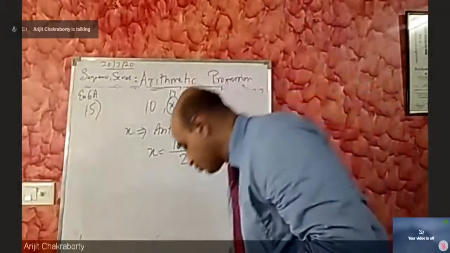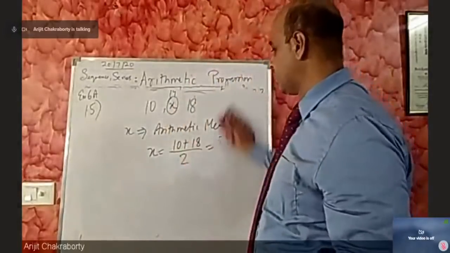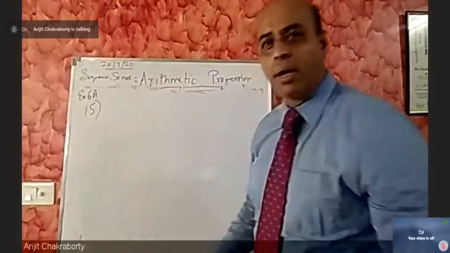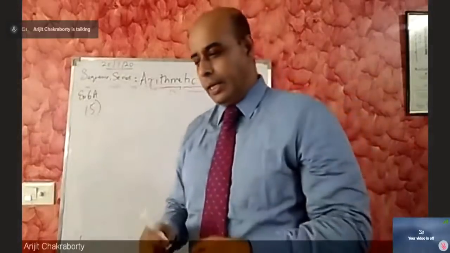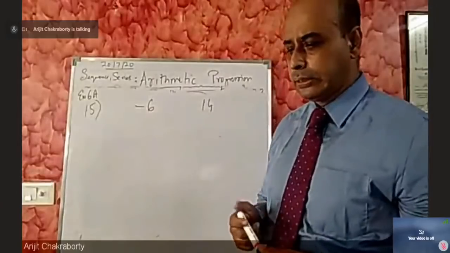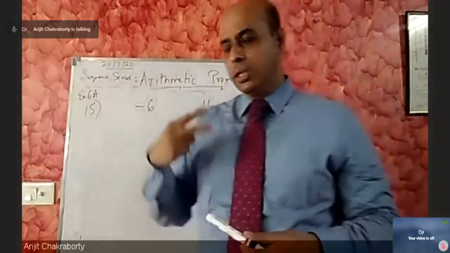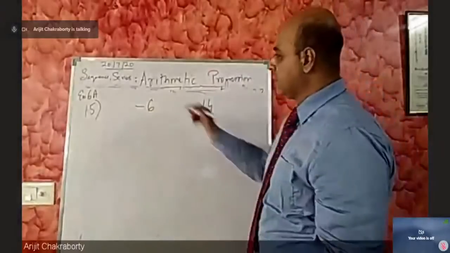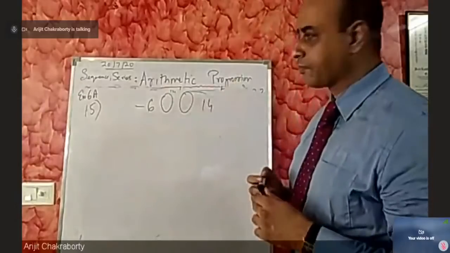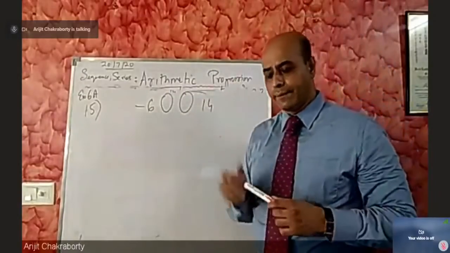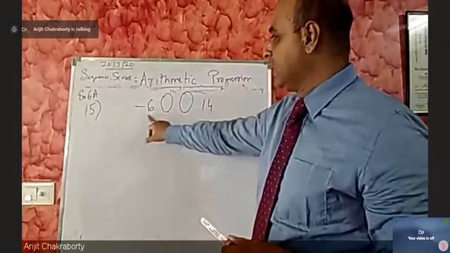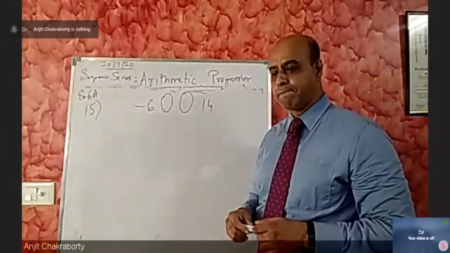Now if you see number 15, okay, let's see number 15. Question number 15, exercise 6A, question number 15. Two numbers are given, minus 6 and 14. You have to insert two arithmetic means. That means you have to insert 1 and 2, two numbers between them. Okay. How to do? Two arithmetic means between minus 6 and 14.